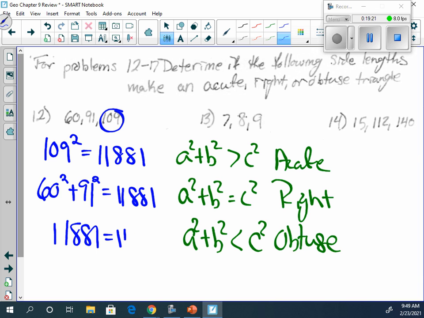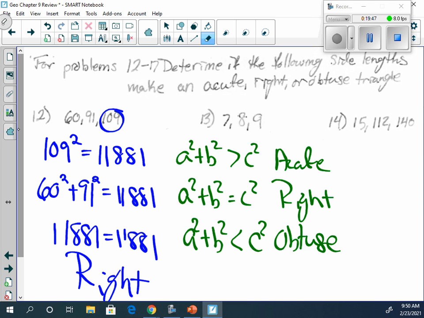Well, those two are equal. And since they're equal, that means that this here is a right triangle. Because they gave us the same value, 109 squared and 60 squared plus 91 squared gave us the same value. This would be a right triangle because a squared plus b squared equals c squared. And that's all we'd have to do for number 12. Okay.